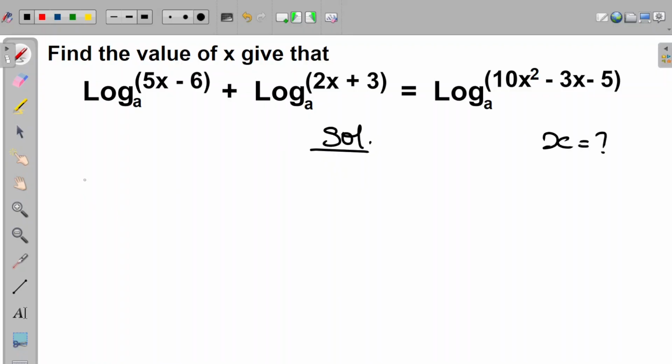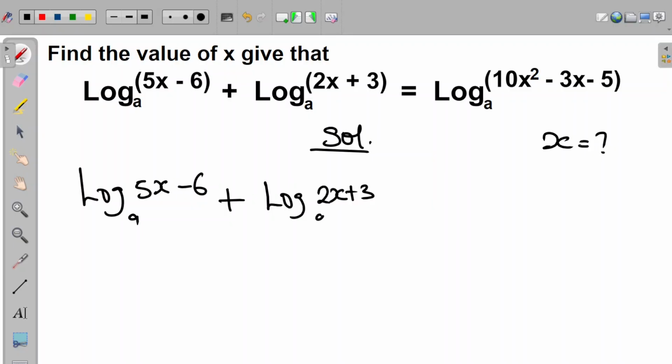So the equation we have is that log(5x − 6) in base a plus log(2x + 3) in base a is equal to log(10x² − 3x − 5) all in base a.